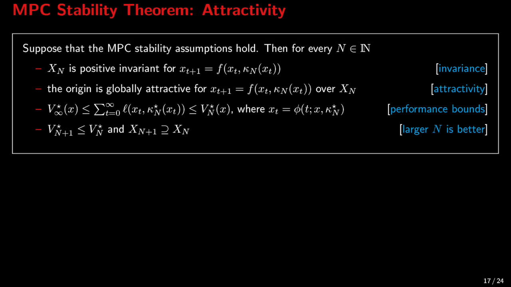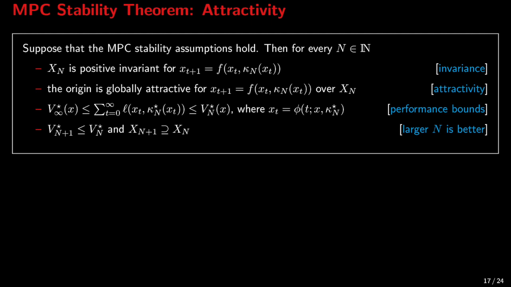So Vn plus 1 star is less than or equal to Vn star. To put it differently, the more the merrier. The higher the prediction horizon, the lower the value function, the lower the optimal cost we will have. And there is a second beautiful thing, which again means the more the merrier.